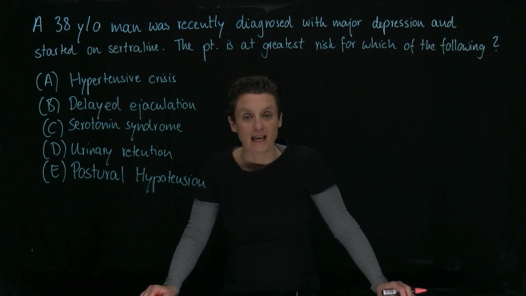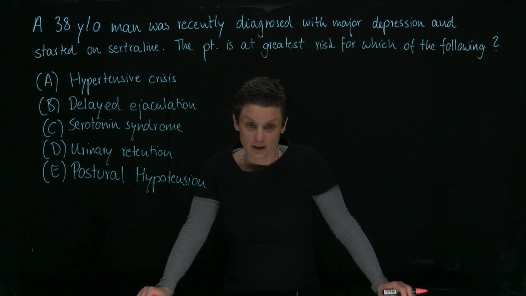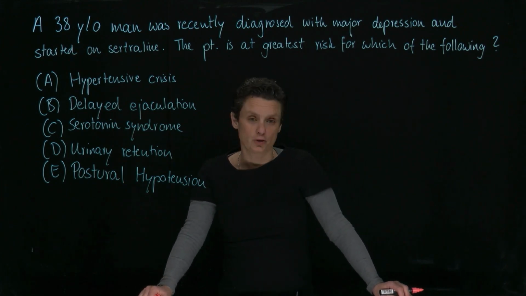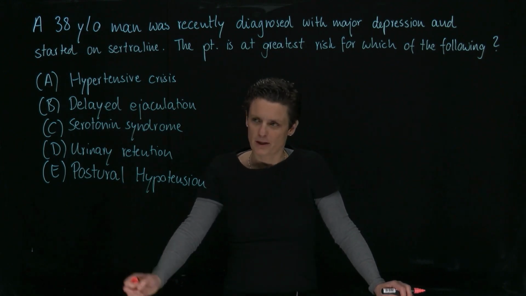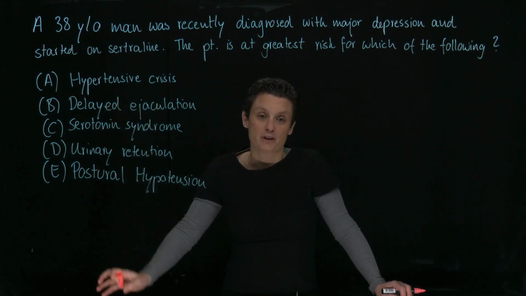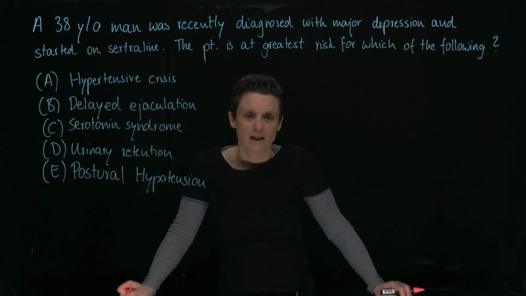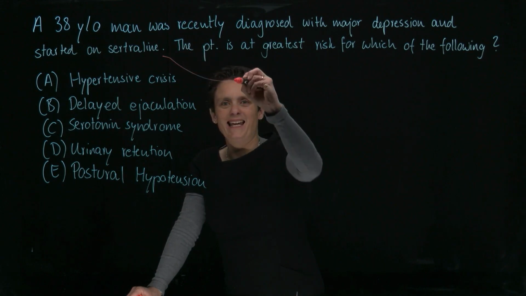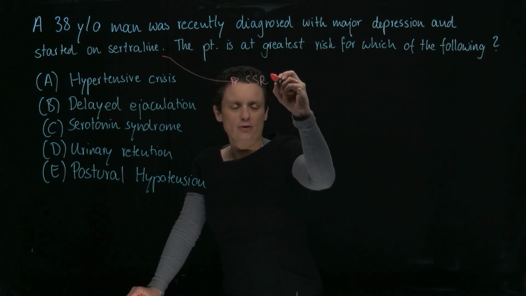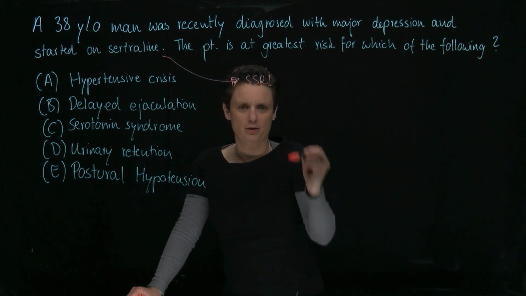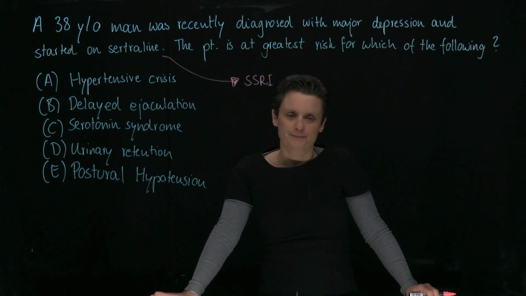Today we have a 38-year-old man who was recently diagnosed with major depression, and he started on sertraline. And the patient is at greatest risk for which of the following? And we're given here a couple of adverse effect choices. Let's think about it. So sertraline is what? Sertraline is a SSRI, a selective serotonin reuptake inhibitor, which is used fairly commonly as an antidepressant.